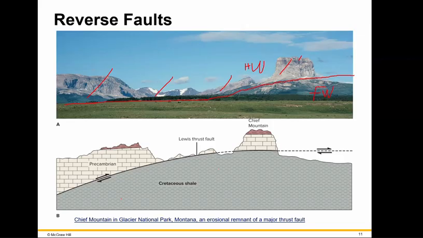Okay. So it has been moved this distance. And this is called the Lewis thrust fault, because obviously you have a shallower angle fault. Okay. And then the hanging wall has moved up relative to the foot wall. Okay. This is a real life example. All right. Please take note of that.